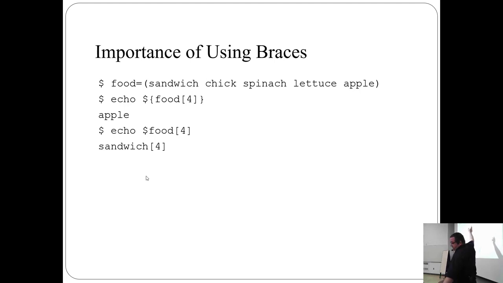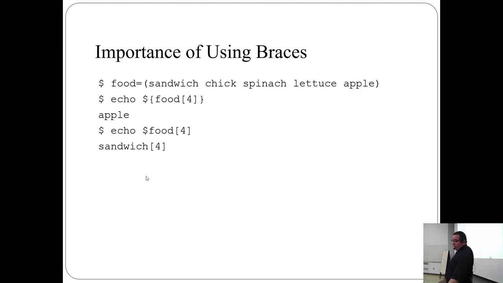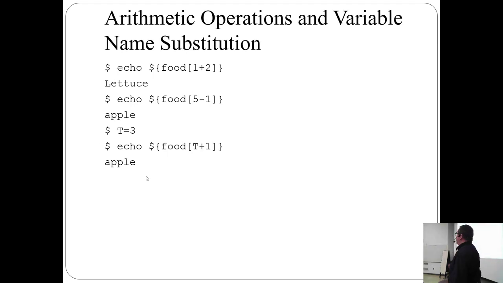It'll go 5 minus whatever that was, the example, minus 1, which will give me apple. And you can also set a variable and access a variable. So you can say t plus 1. So once again, it'll give you apple, because t is set to 3. 3 plus 1 is 4. What's in slot number 4? Apples.